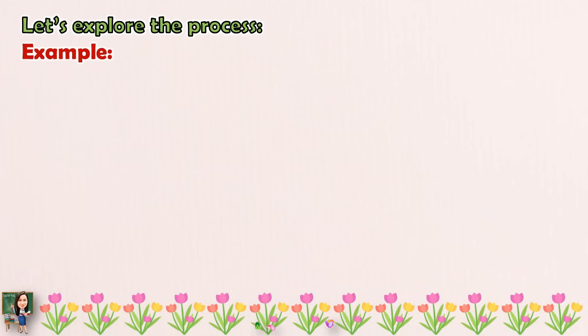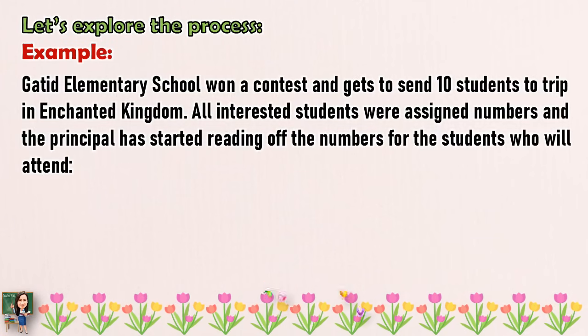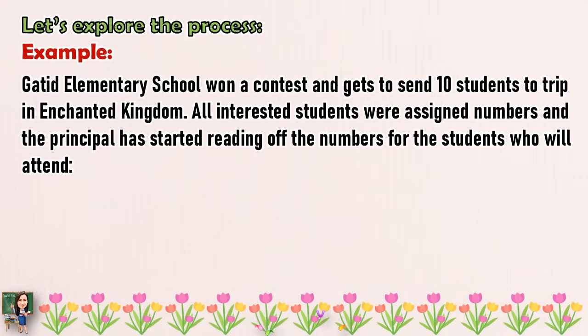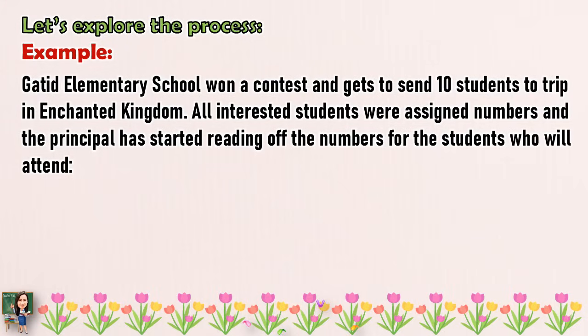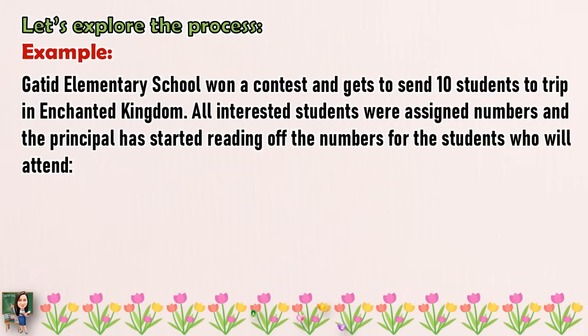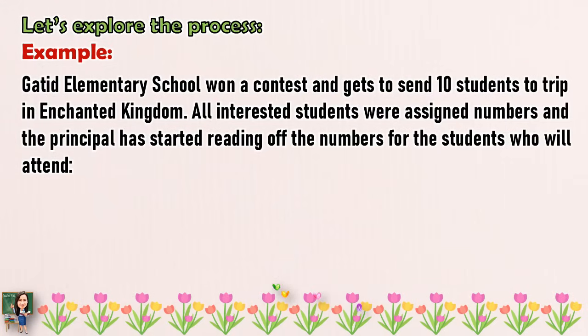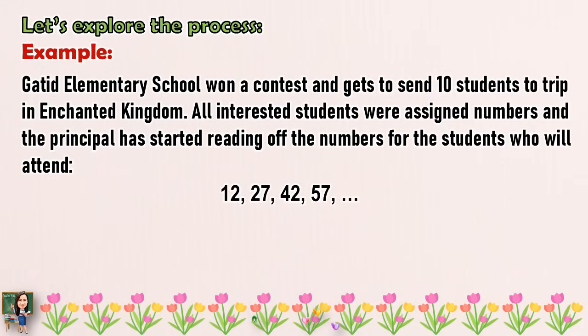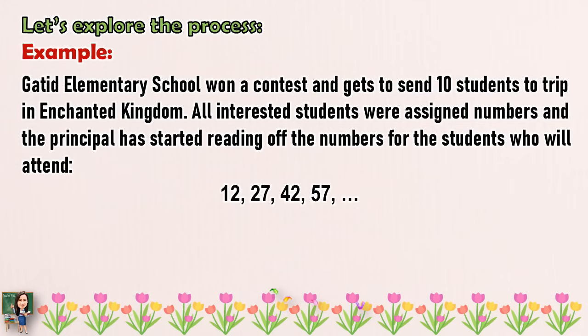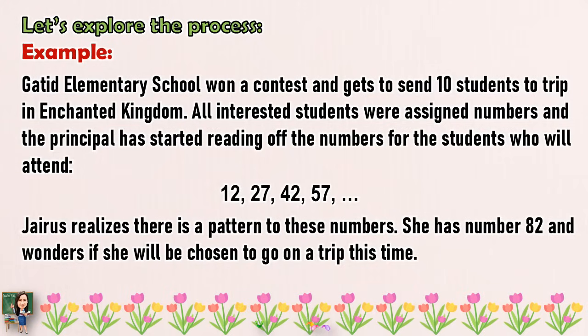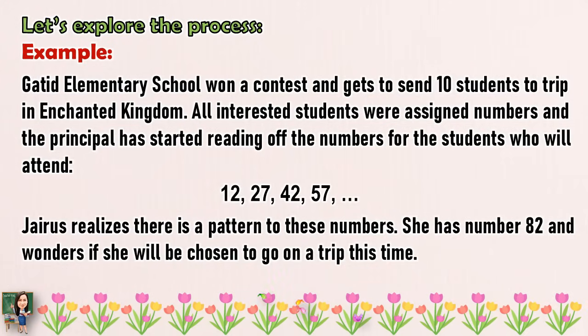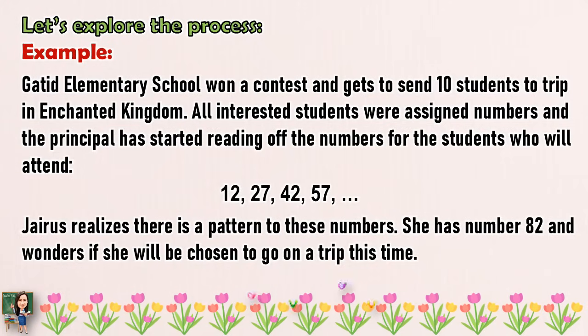For example, Gatid Elementary School won a contest and gets to send 10 students on a trip to Enchanted Kingdom. All interested students were assigned numbers and the principal has started reading off the numbers of the students who will attend. So the numbers of the students who will attend are 12, 27, 42, 57. Jairus realizes there is a pattern to these numbers. She has number 82 and wonders if she will be chosen to go on the trip this time.